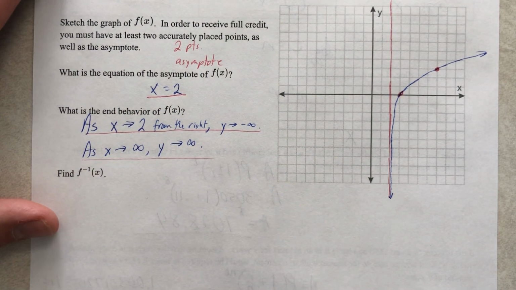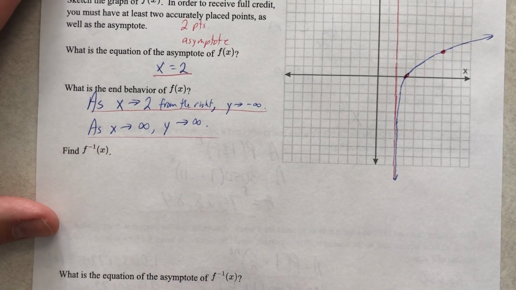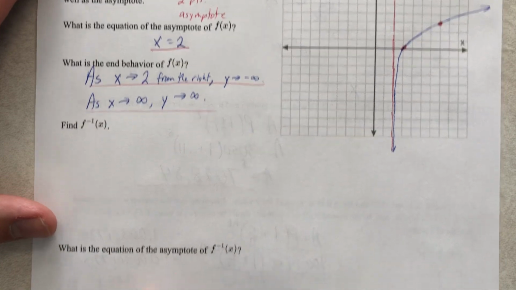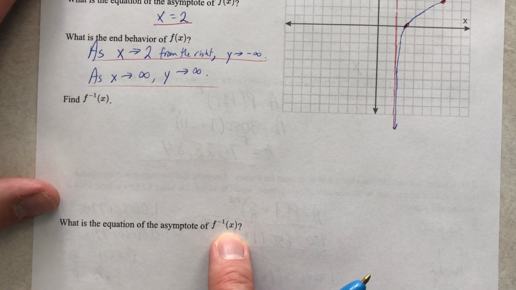That's 4.5 points. Now we get to this one. Actually, let's skip this one. We'll come back to it in a second. What's the equation of the asymptote?